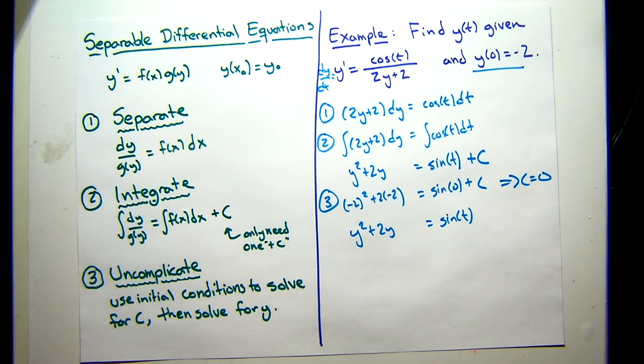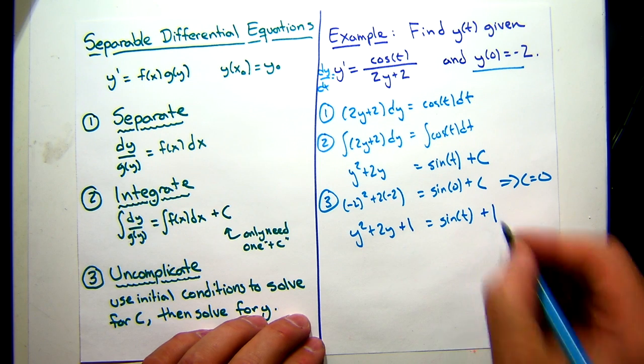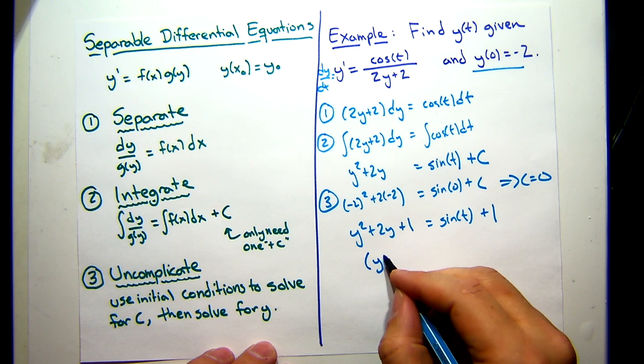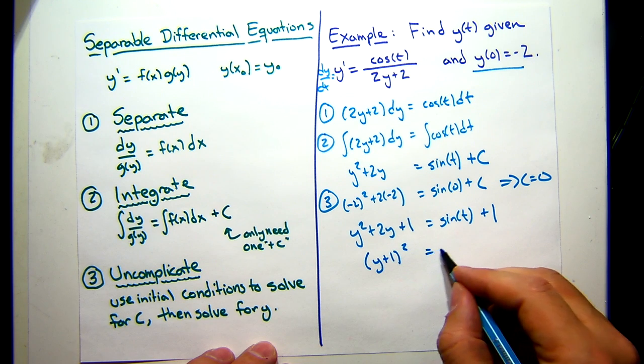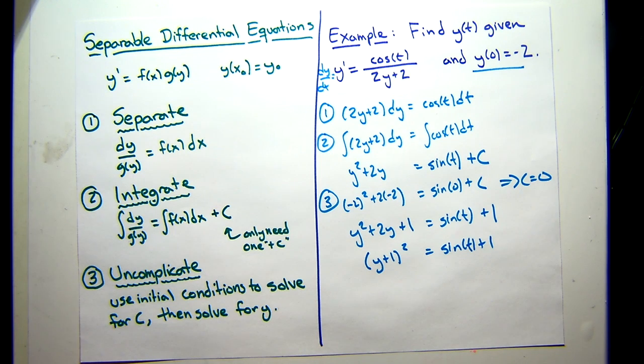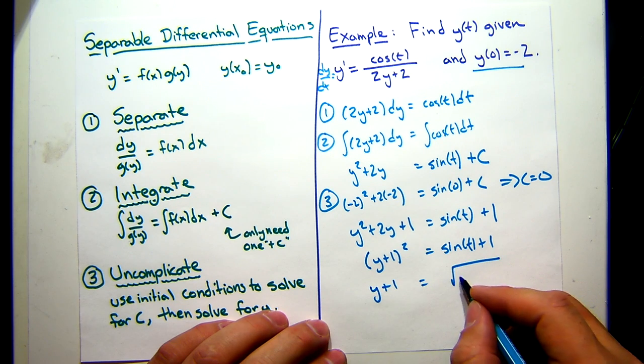I could complete the square. Very conveniently, we've left a space here. So let's add 1 to both sides, because that would make y squared plus 2y plus 1 a perfect square. And the reason that's useful is I can rewrite this as y plus 1 squared is sine of t plus 1. There's now just a single y, but I'm not quite done. I need to get y by itself. Okay, so I need to get rid of the square. How do I do it? Take the square root. So y plus 1 would be square root of sine of t plus 1.